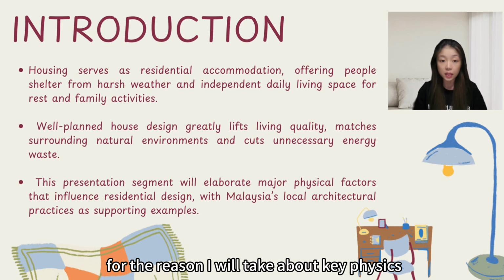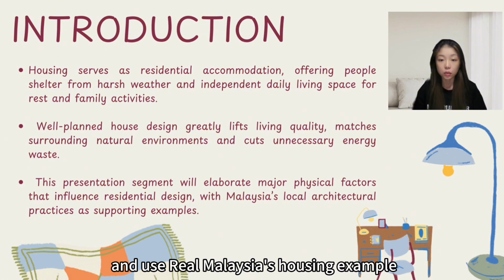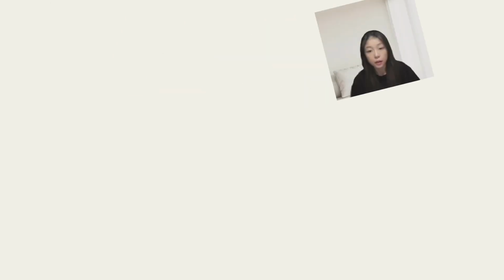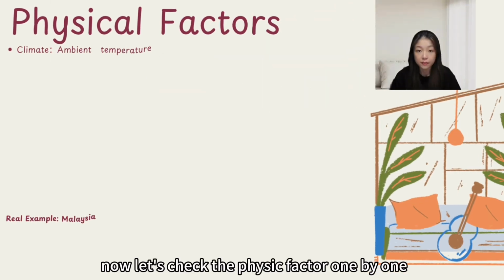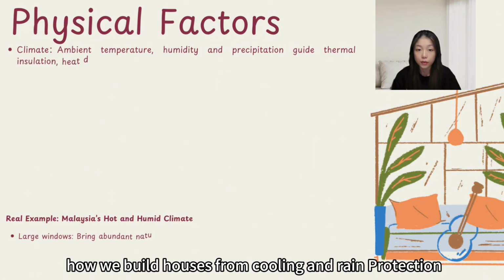For this reason, I will talk about key physics factors that affect house design and use real Malaysian housing examples to explain this point clearly. Now let's check the physics factors one by one. Climate control: how we build houses for cooling and rain protection.